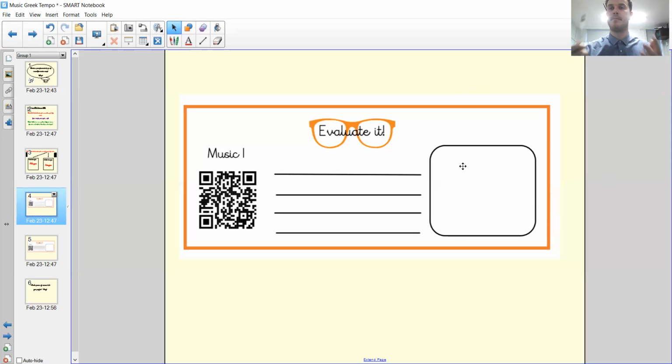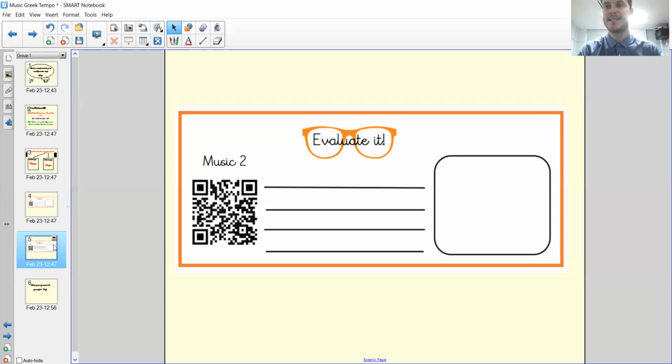No right answer. It's completely up to you. Okay, that's the great thing about music. There's no correct answer on how it makes you feel. It's very individual to you. So, music 1, first sentence, what was the tempo? Second sentence, how did it make you feel? Number 3, draw a picture. If you want to go back and listen to the music, I've put a QR code on here for you to scan, and it should take you straight to it.